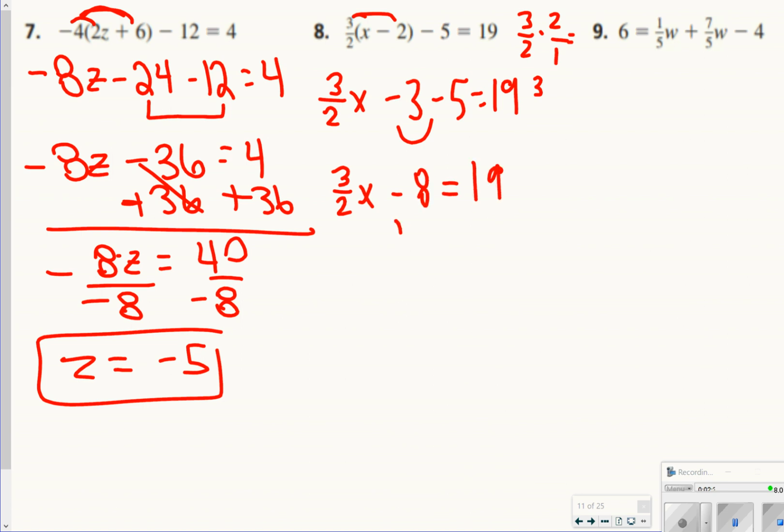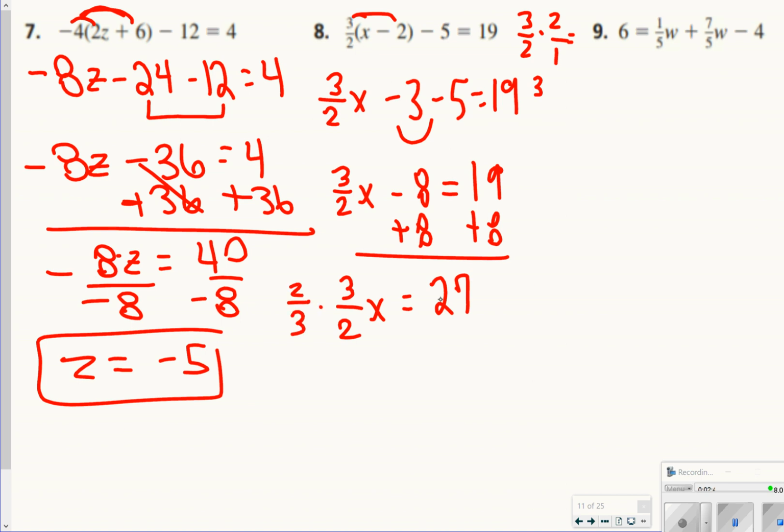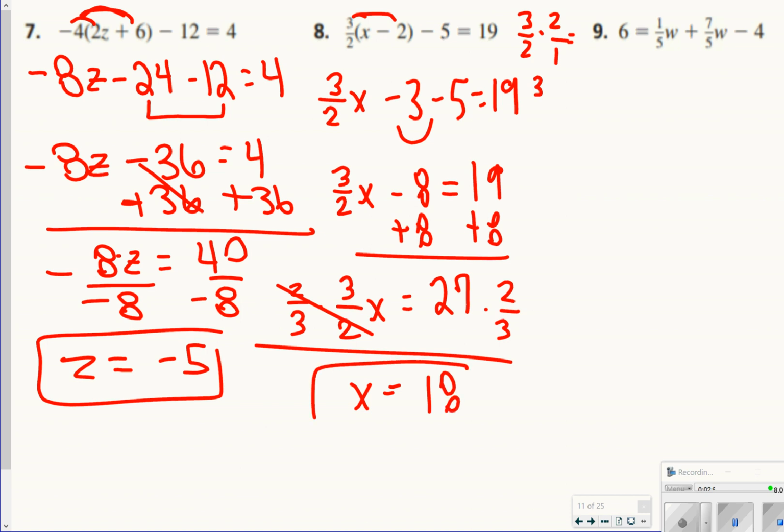I'm going to add 8 to both sides so that I get 3 halves x is equal to 27. And then I'm going to multiply both sides by the reciprocal, or 2/3. So that gives me 27 times 2, and then divide by 3 will give me 18. Okay, that's 54 divided by 3.